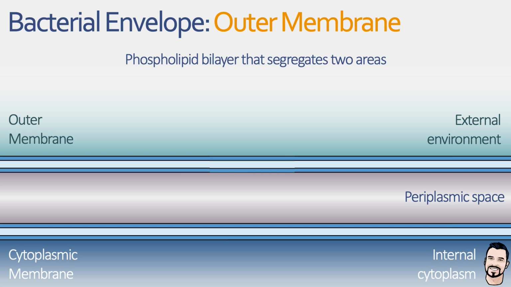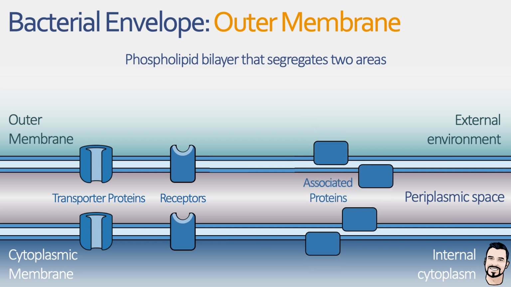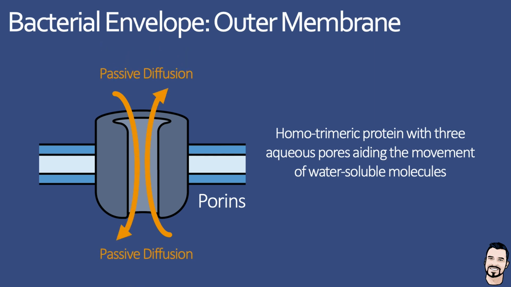Now, the outer membrane, just like our cytoplasmic membrane, contains a number of important proteins, and so we have transporter proteins and receptor proteins, as well as various membrane-associated proteins. In addition to all of this, the outer membrane houses specialized transport proteins known as porins. Porins have a homotrimeric protein structure, which aid the movement of water-soluble molecules from one side of the outer membrane to the other. This is done via passive diffusion and therefore is an energy-independent process.